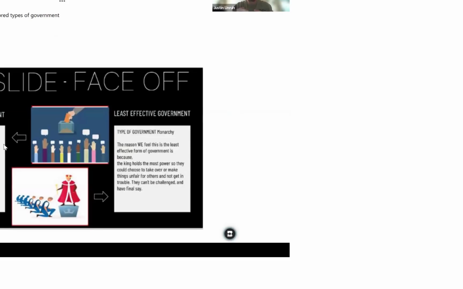It's because remember, you can make this however you want it to be. It's a thin slide face-off. We're comparing things. We're comparing thin slides. So the type of government was democracy, and they had to say which one was the most effective and put it in the box, right? So they thought that democracy is the most effective, and they put the reason why, and they did the least effective government over here, which they thought was monarchy, and they explained why.